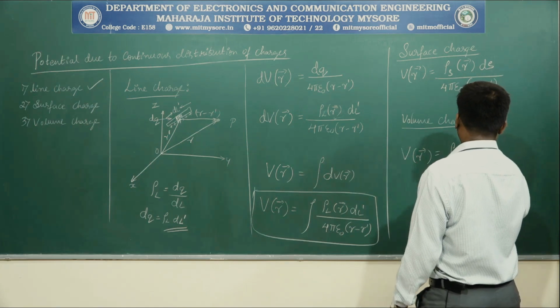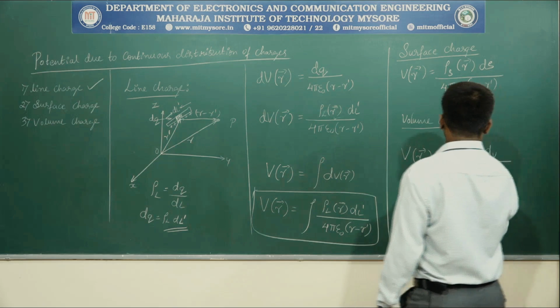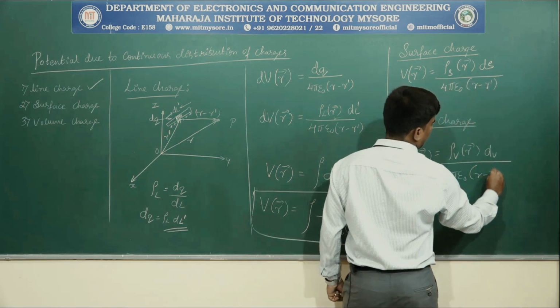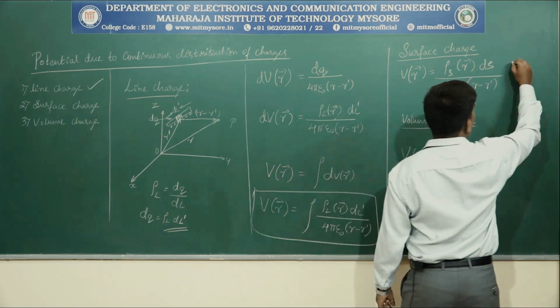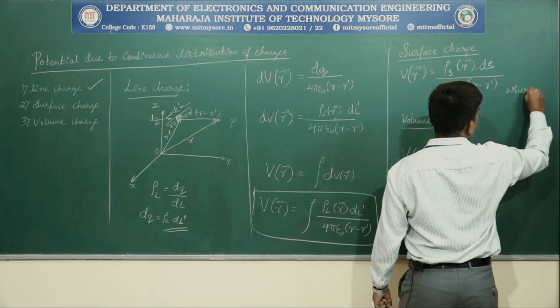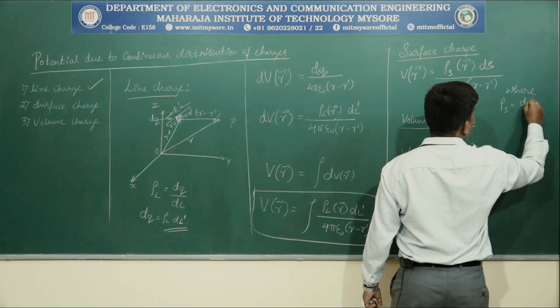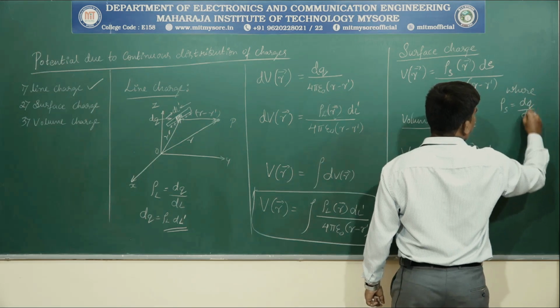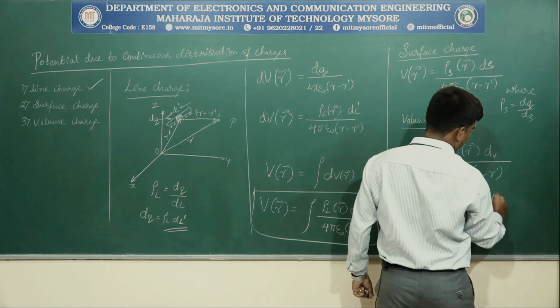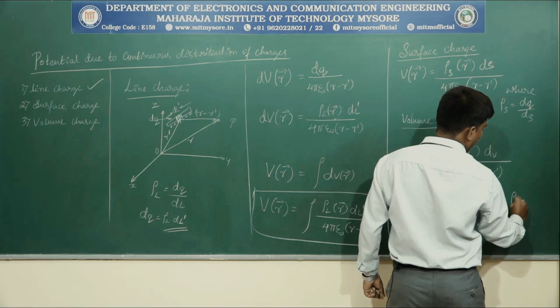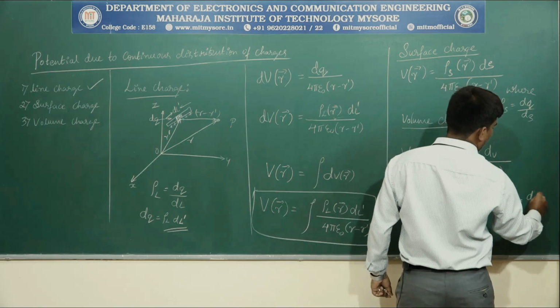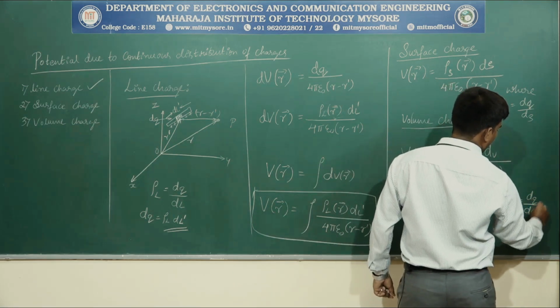dv divided by 4 pi epsilon naught |r minus r dash|, where rho s is equal to dq by ds, where rho v is equal to dq by dv.